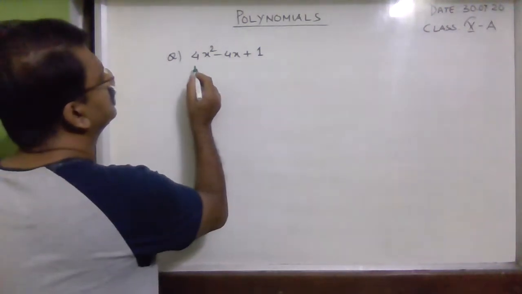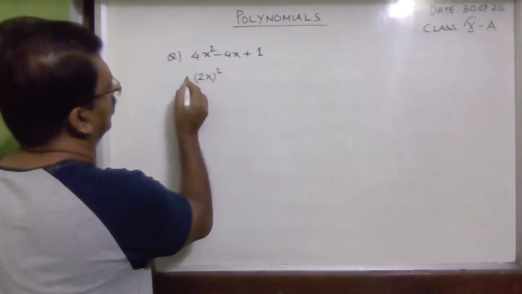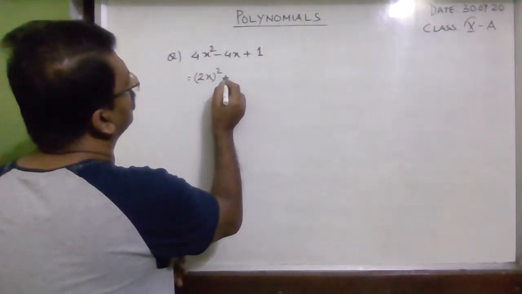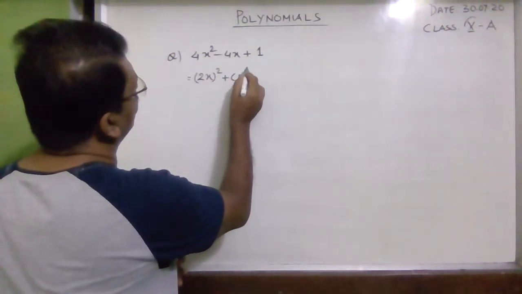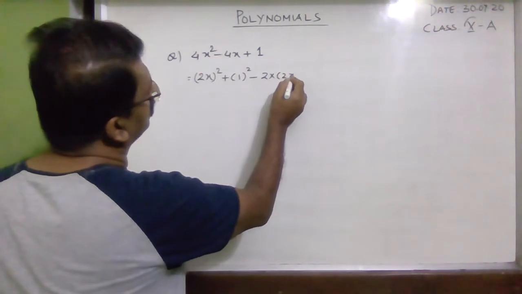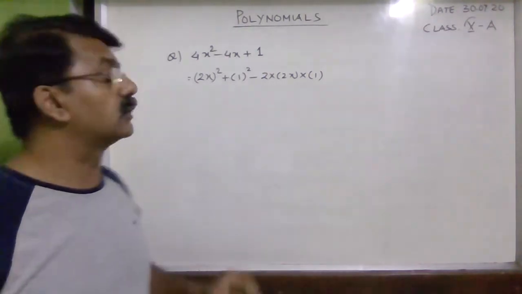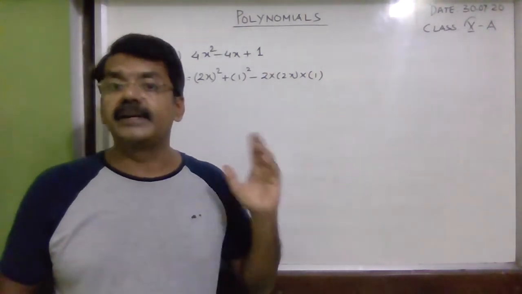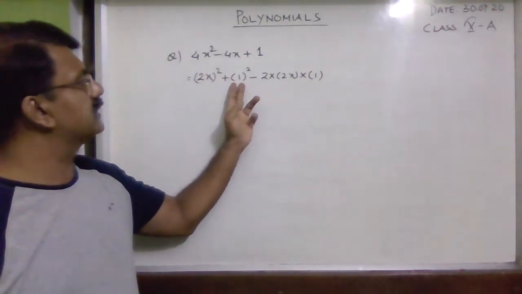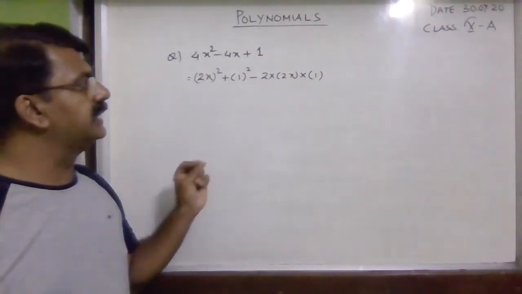Now, first of all, you know that 4x square can also be written as 2x whole square, because 4 is 2 square. Plus 1 can be written as simply 1 square, minus 4x can be written as 2 into 2x into 1, because 2 into 2x will be 4x, 4x into 1 is 4. Now, why have I written this in this form? Because now we have the formula a square plus b square minus 2ab. So we can apply that identity over here.